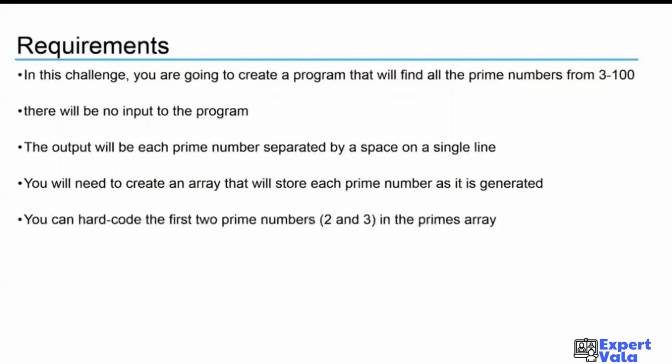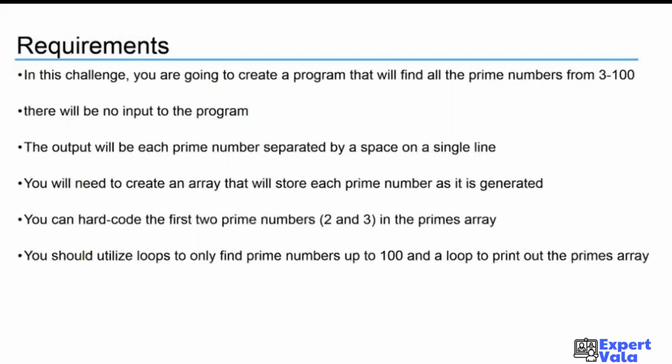You can hard code the first two prime numbers, which are 2 and 3, in the primes array. So what I would envision here is that you would create an array, name it primes, and just hard code the first two in there. And it's important to hard code them too, because the algorithm that we are going to use to find prime numbers is going to compare against any other prime numbers. And I will explain that in a second.